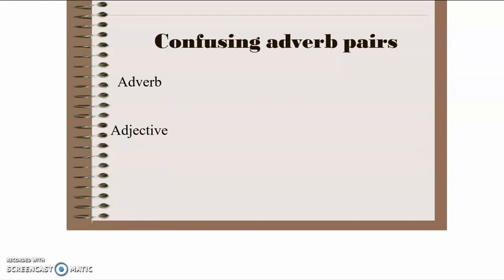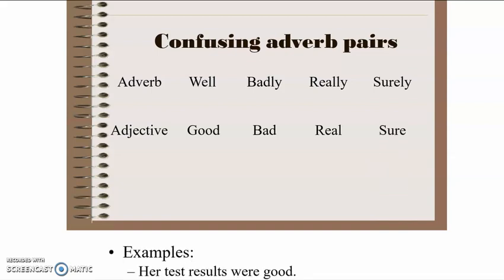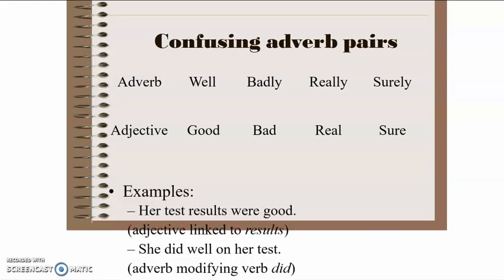We have some confusing adverb pairs. Let's see. Well is an adverb, but the adjective is good. Badly is an adverb, the adjective is bad. Really is an adverb, the adjective is real. Surely is an adverb and the adjective is sure. Let's look at these examples.